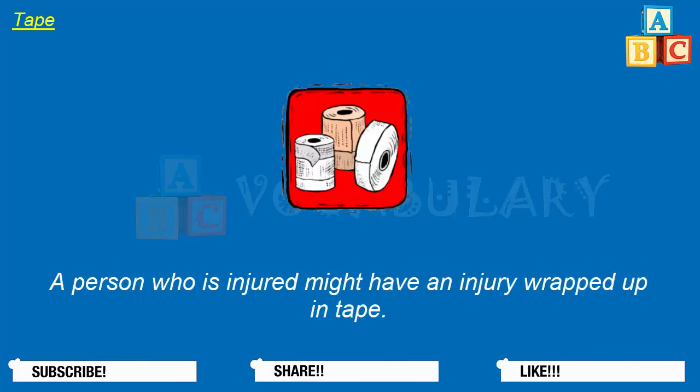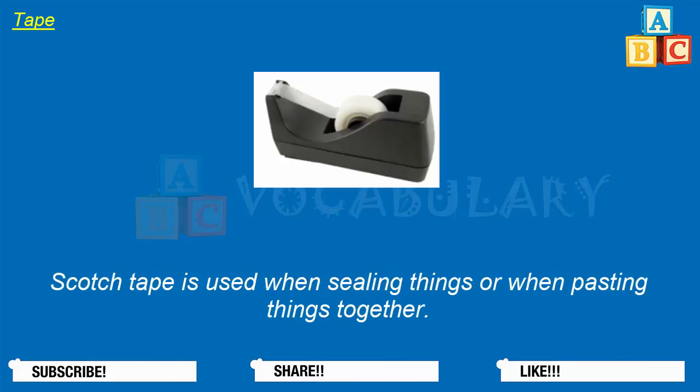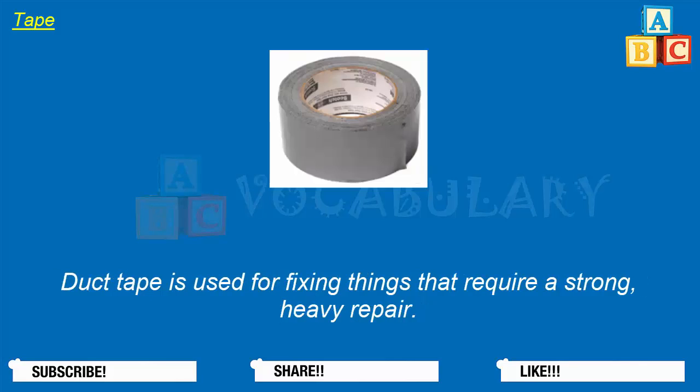A person who is injured might have an injury wrapped up in tape. Scotch tape is used when sealing things or when pasting things together. Duct tape is used for fixing things that require a strong, heavy repair.